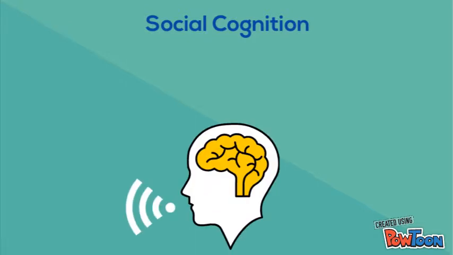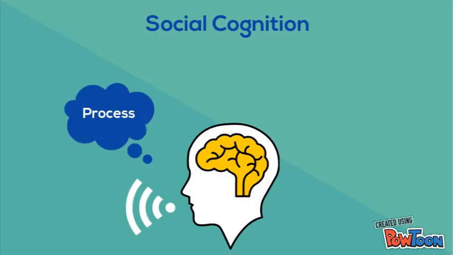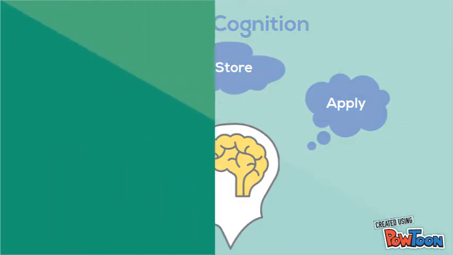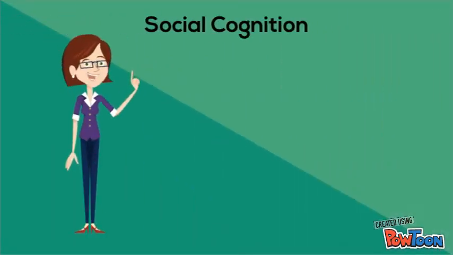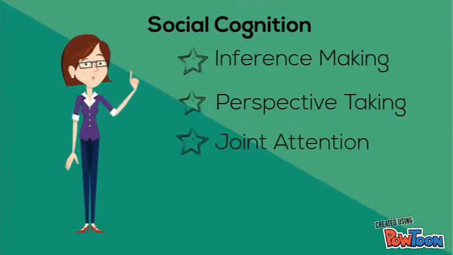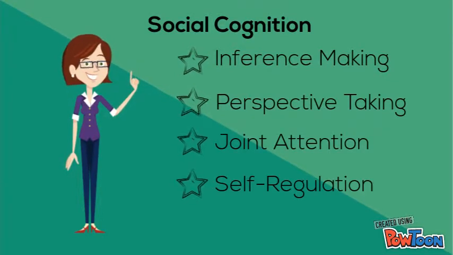Social cognition focuses on how people process, store, and apply information about other people and social situations. It focuses on the role that cognitive processes play in social interactions. Features of social cognition include inference making, perspective taking, joint attention, and lastly, our focus for this video, self-regulation.